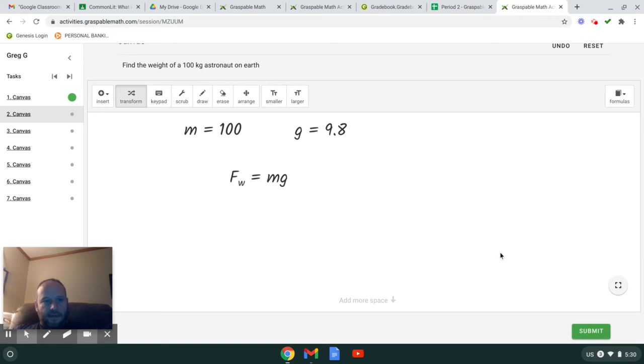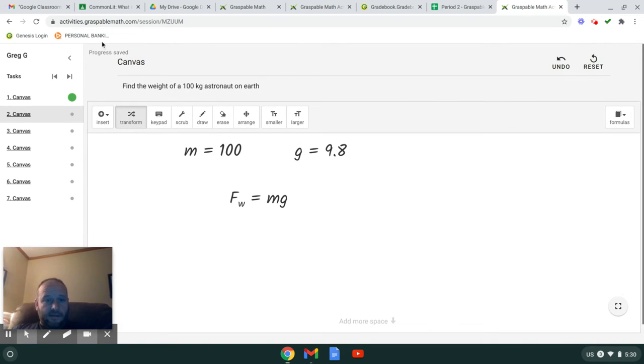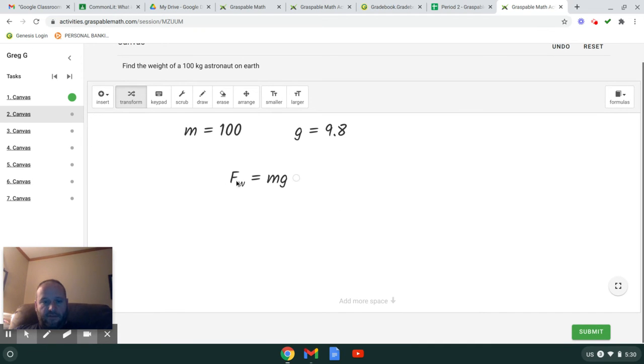Okay. Next problem, it takes you right to the next problem here. And the question is listed up here at top. Find the weight of a 100 kilogram astronaut on Earth. So we're looking for the weight, which is the force of gravity, Fw. So in this situation, I've got m equals 100. Okay, that's the 100 kilogram astronaut. And gravity on Earth is 9.8. So to solve this, all I have to do is take my letter m and drag it and put it into the m that's in the equation.